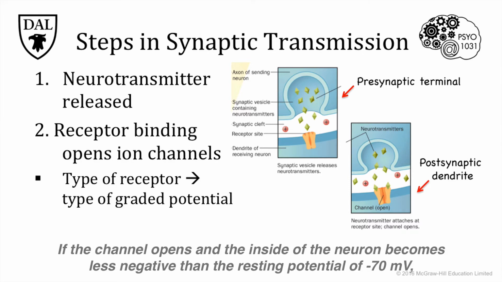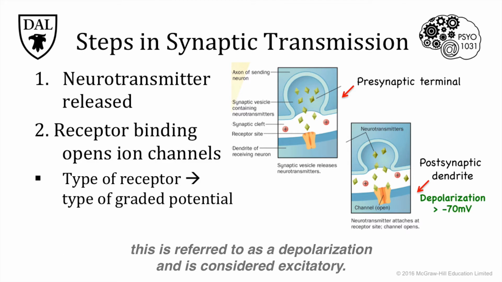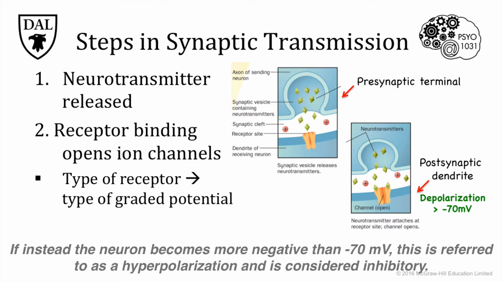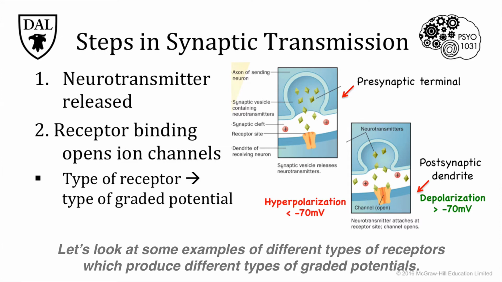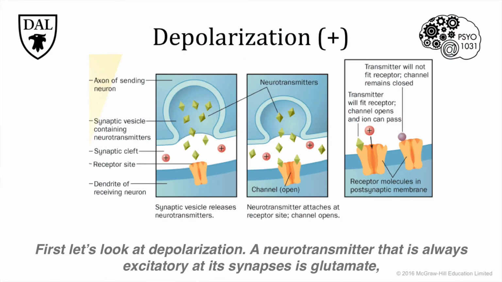If the channel opens and the inside of the neuron becomes less negative than the resting potential of -70, this is referred to as a depolarization and is considered excitatory. If instead the neuron becomes more negative than -70, this is referred to as a hyperpolarization and is considered inhibitory. Let's look at some examples of different types of receptors which produce different types of graded potentials. First, let's look at depolarization.